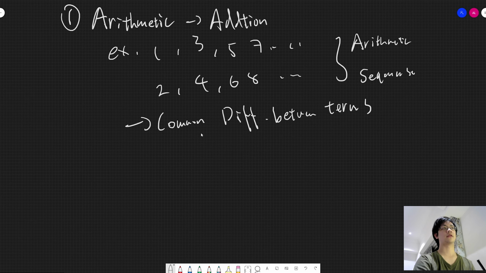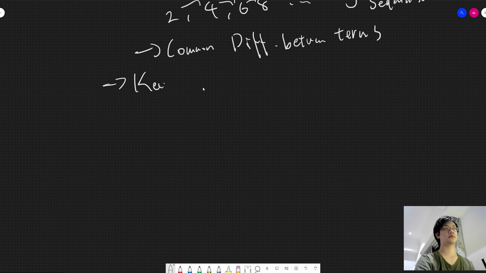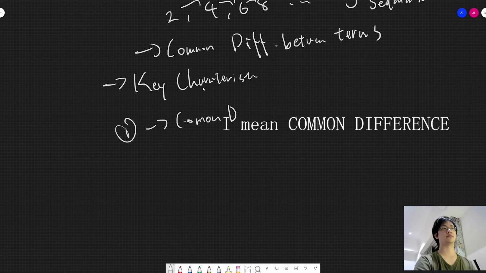So, for example, the first one: 1 plus 2 is 3, plus 2, plus 2, right? It's always plus 2. Same here, plus 2. That common difference is what makes them arithmetic sequences. Common difference, super important. If you're remembering one thing about arithmetic sequences, remember that they have a common difference between terms, meaning it's all the same difference. Okay. So there are two key characteristics that determine arithmetic sequences. Number one is what I mentioned, the common difference.